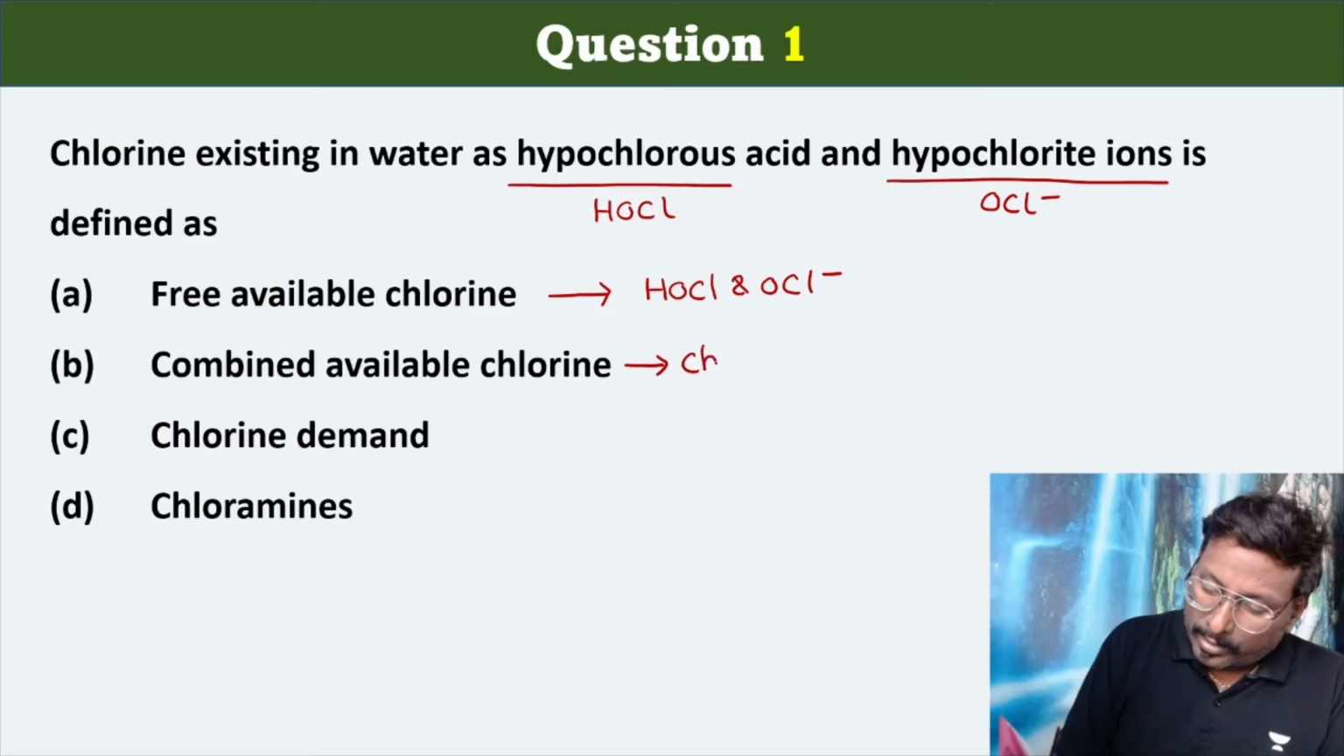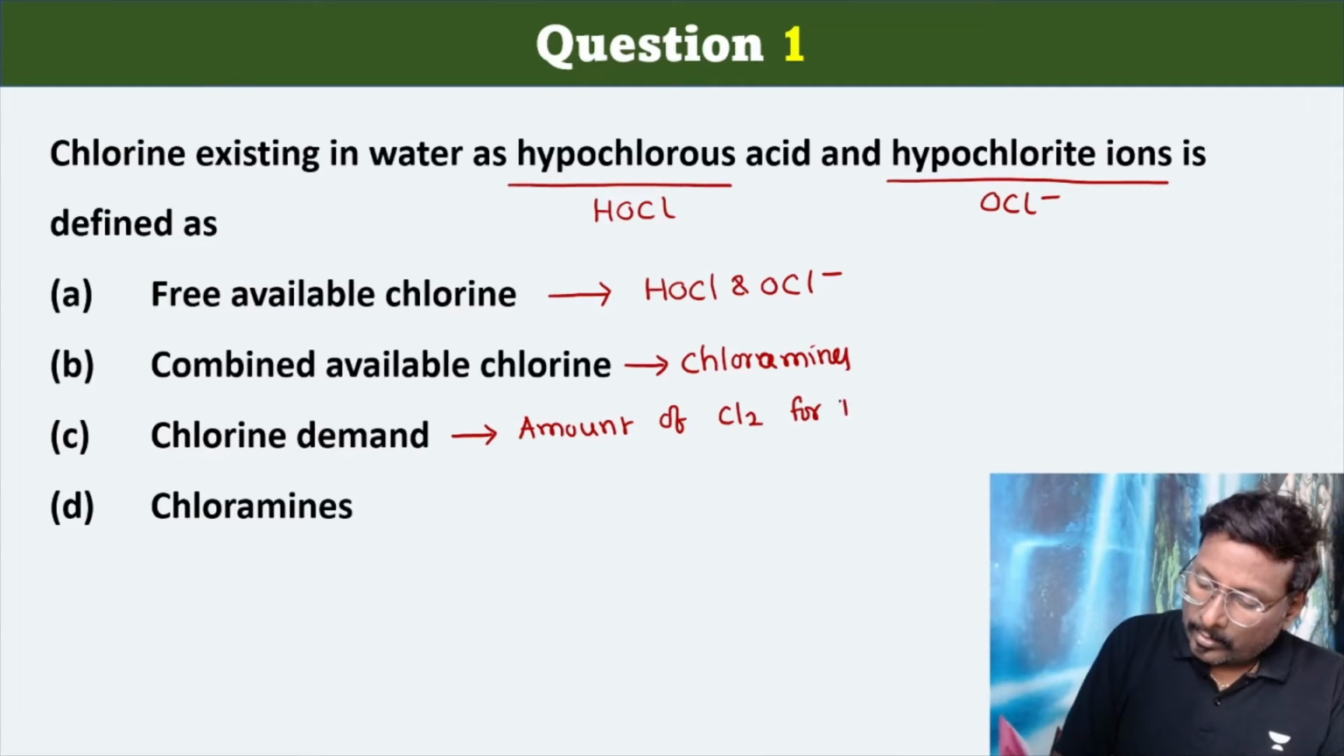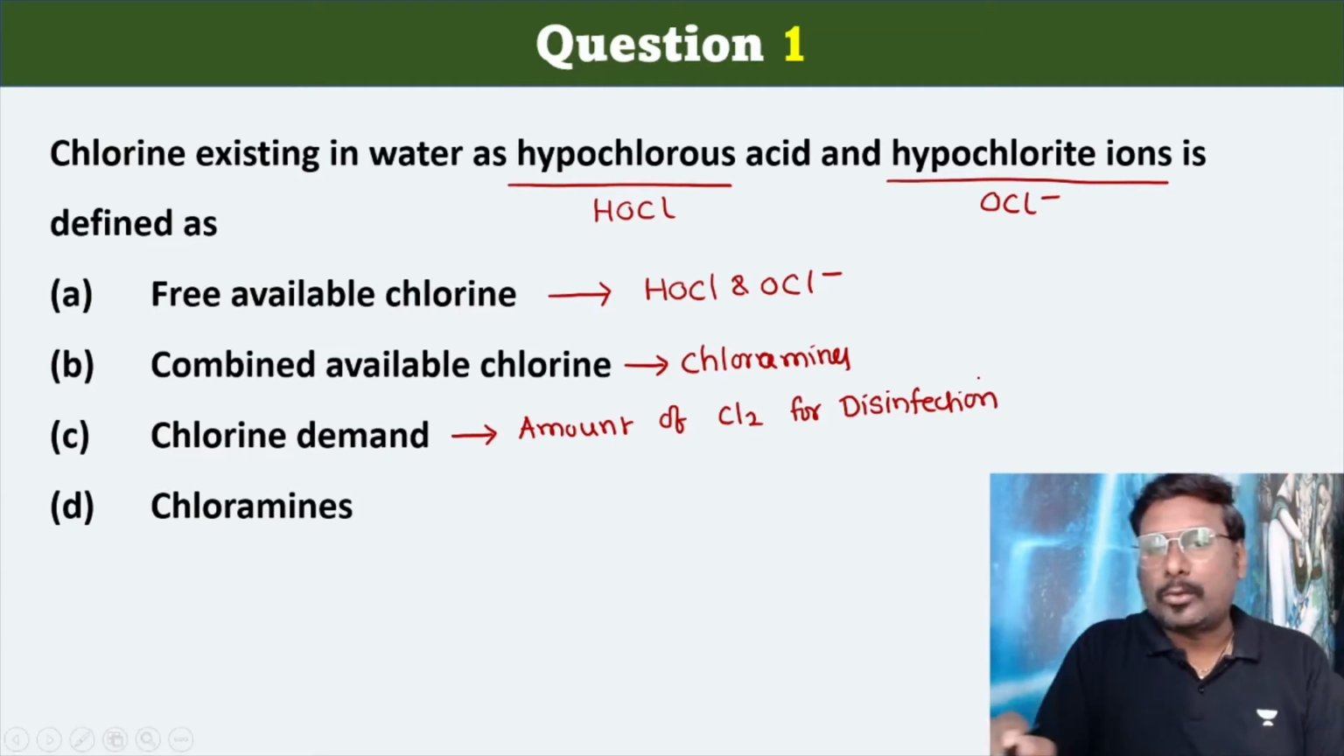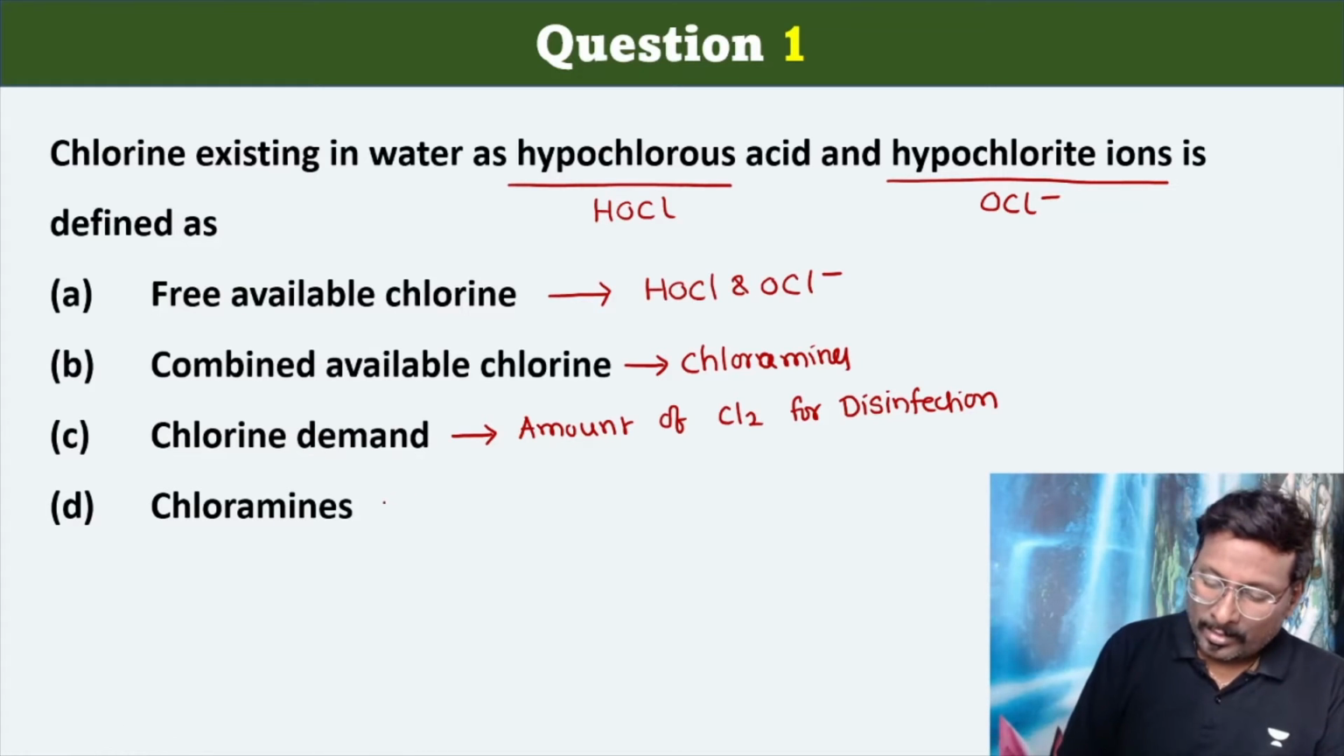Combinedly available chlorine is nothing but chloramines. Chlorine demand is the amount of chlorine consumed by water for disinfection, the amount of chlorine to kill, to destroy pathogens. That is demand. Chloramines, as already said, are combined available chlorine, combined chlorine forms.